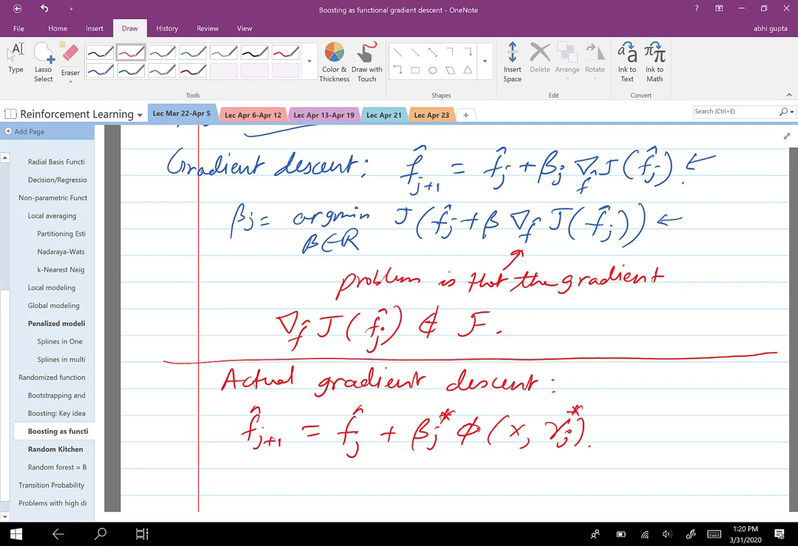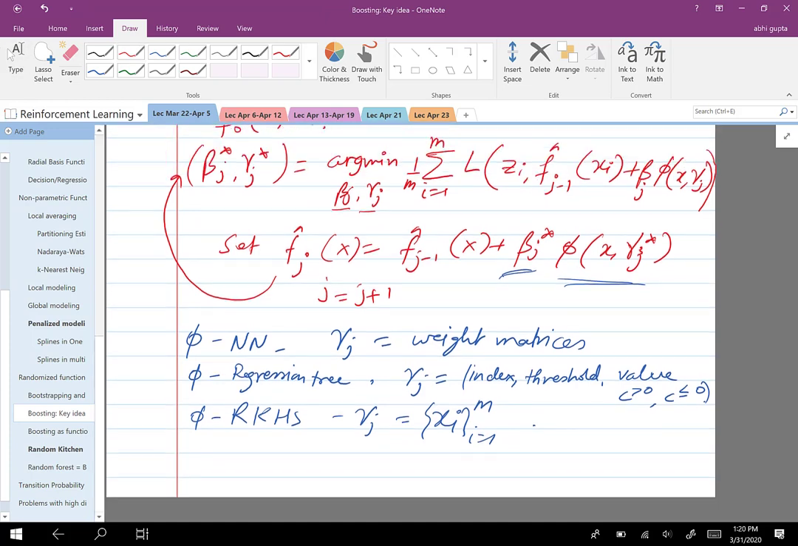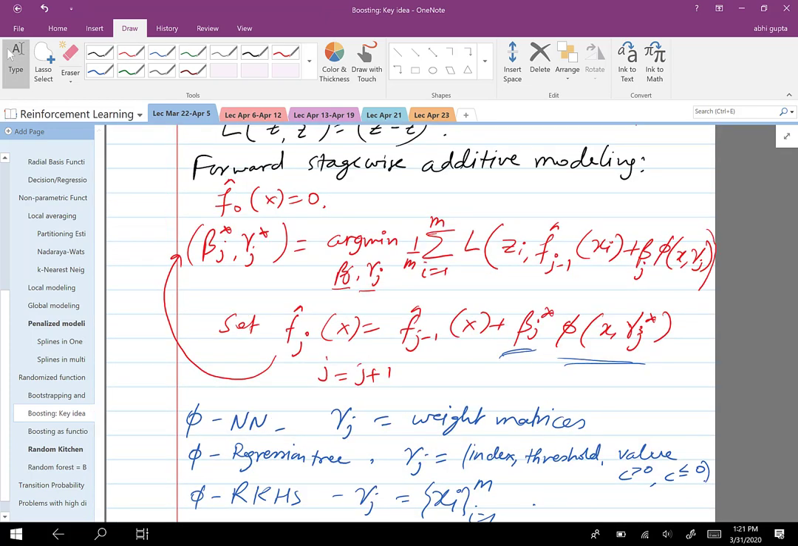Okay, so now let's look at the boosting, the forward stage-wise. I'm going to go back one slide. So let's look at the forward stage-wise additive modeling again. In this problem, the idea was to do the minimization over beta j and gamma j of this particular loss function. Beta j is in R, it's a real number, whereas gamma j could be a very complicated matrix, or a complicated, very high dimensional vector. So how can we minimize the computational time of this particular algorithm?